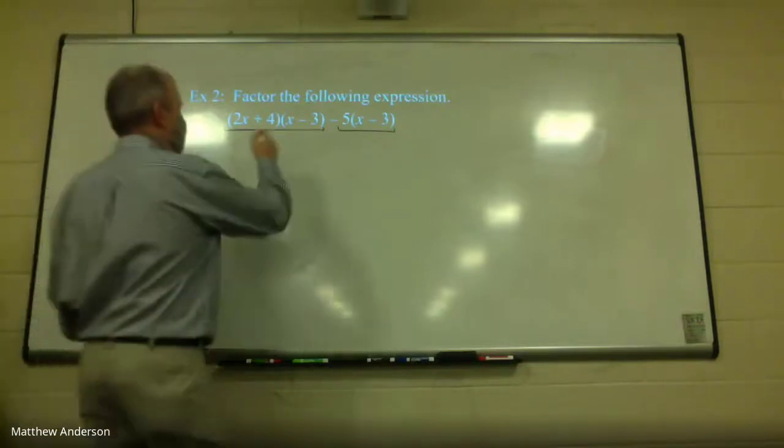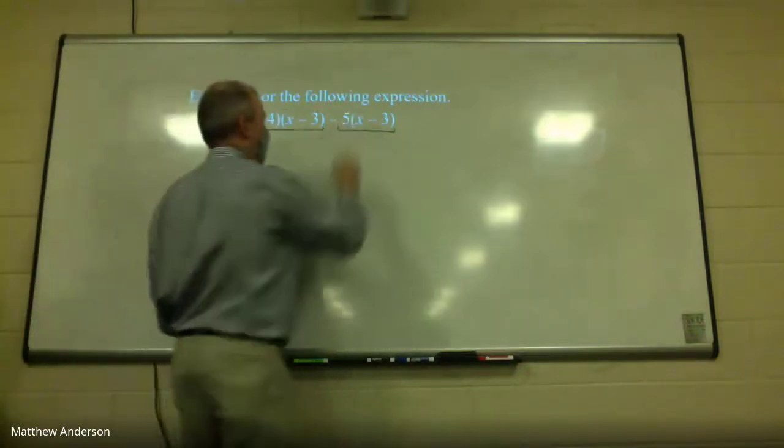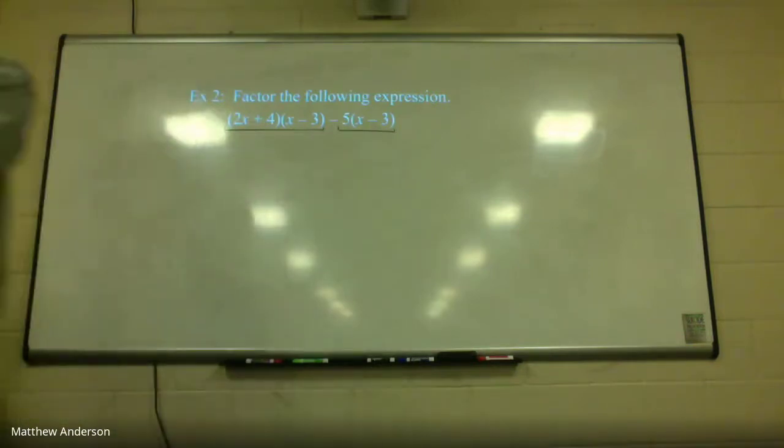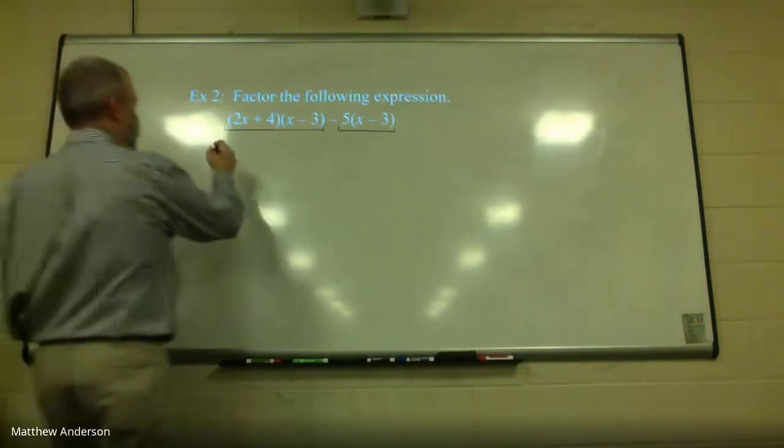The x minus 3, right? Because this is multiplied, so we have to take out factors. They both have an x minus 3 in them. Does that make sense? Everybody see that? So we can factor out that x minus 3.